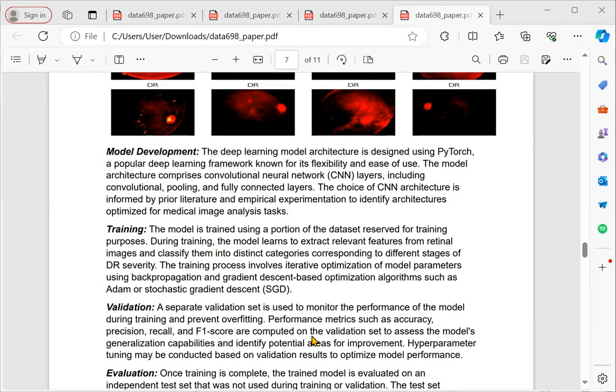Validation: a separate validation set is used to monitor the performance of the model during training and prevent overfitting. Performance metrics such as accuracy, precision, recall, and F1 score are computed on the validation set to assess the model's generalization capabilities and identify potential areas for improvement. Hyperparameter tuning may be conducted based on validation results to optimize the model.